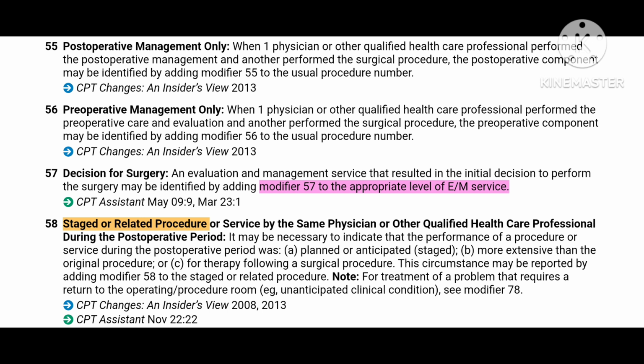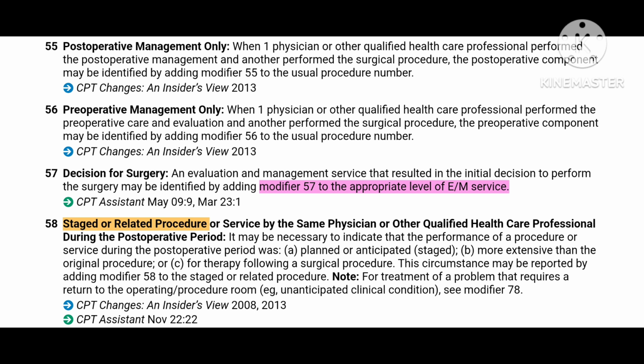Next is modifier 57. It's decision for surgery. Patient has come for some consultation and on the same day doctor is deciding to go for a surgery. So there is an evaluation management done and on the same day doctor is deciding for a surgery, then you can use modifier 57 with the appropriate E&M code. That is decision for surgery.